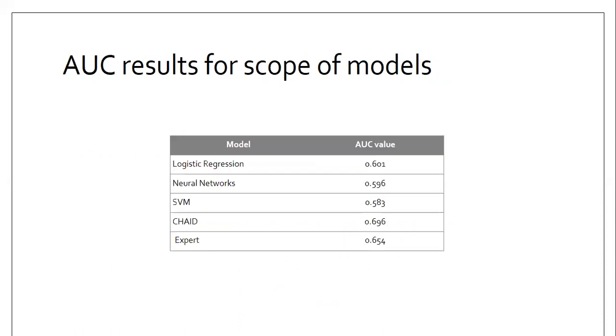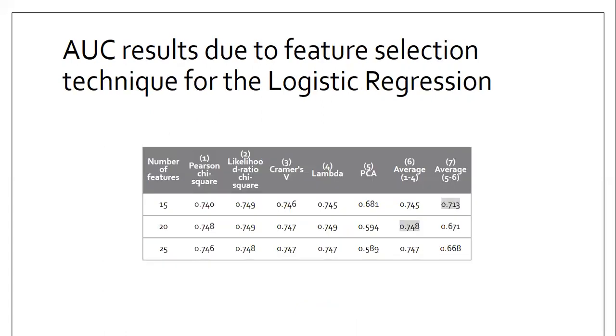And now we can turn to AUC results for the scope of models. It's logistic regression, neural network, support vector machine, SHADE, and expert approach. So as we can see, the highest value is for SHADE and the lowest is for support vector machine.